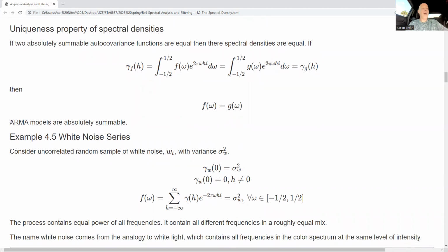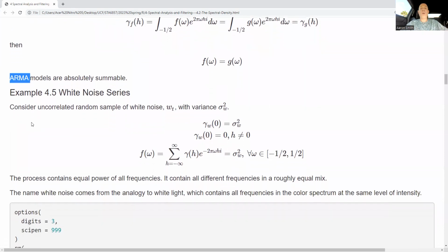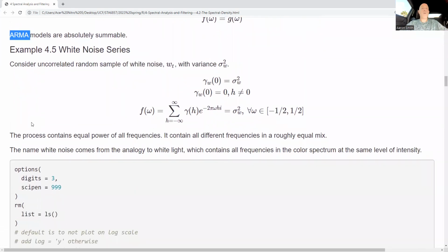And something to note is that autoregressive moving average models are always summable. So this gives us a uniqueness aspect to our autoregressive moving average functions. All right, so let's go look at that example. Let's take a time series that is strictly white noise. We just have random noise coming out, and so my observations are uncorrelated. They have constant variance. And so, of course, the variance at zero lag is just the variance of the system. It's white noise.